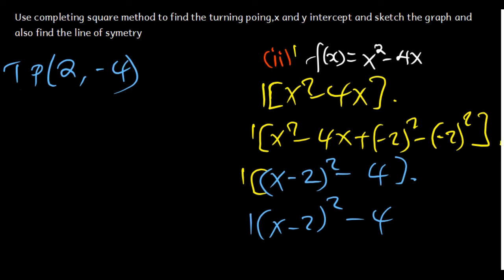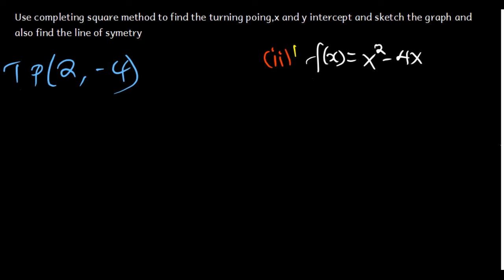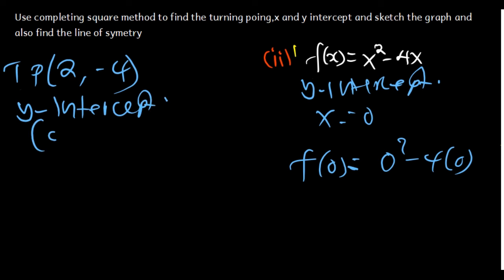Okay, then now what we need to find is the x and y intercept. How do we find the x and y intercept? Okay, if it is factorizable, to find the y intercept, set x equal to 0. That is the y intercept. X has to be equal to 0, meaning that f of 0 is going to be 0 squared minus 4 times 0. So this is going to give us 0 comma 0. Okay, so that is our y intercept. Our y intercept is 0 comma 0.